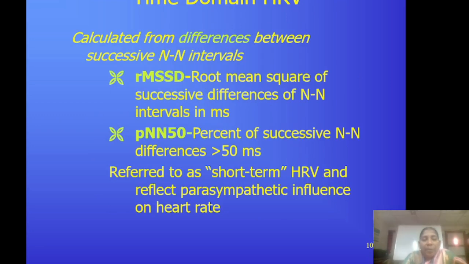Then other parameters are calculated from the difference between successive N to N intervals. Those are RMSSD, the root mean square of successive differences of N to N intervals, measured in milliseconds, and pNN50, the percent of successive N to N intervals whose difference is greater than 50 milliseconds. This is referred to as short-term HRV. It reflects the parasympathetic influence on the heart rate, that means the parasympathetic influence will bring the heart rate back to the normal state.